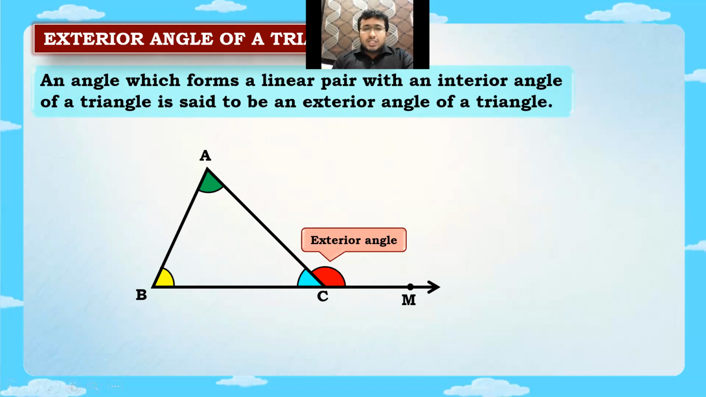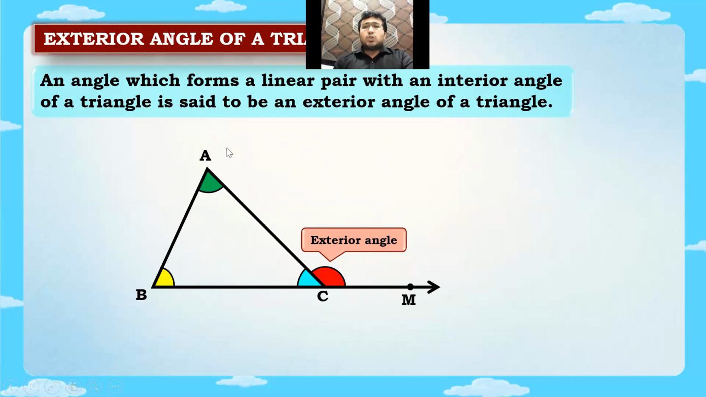Okay. Now students, just observe. Angle ACM is an exterior angle and angle ACB is an interior angle. What do you observe about this interior and exterior angle? They are forming a linear pair. So any exterior angle forms a linear pair with its adjacent interior angle. That angle is said to be an exterior angle. So we write down: angle ACM is an exterior angle of triangle ABC.